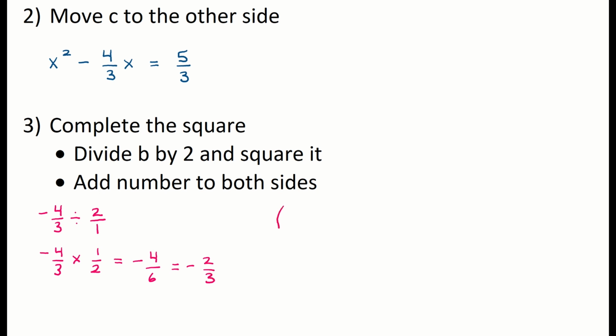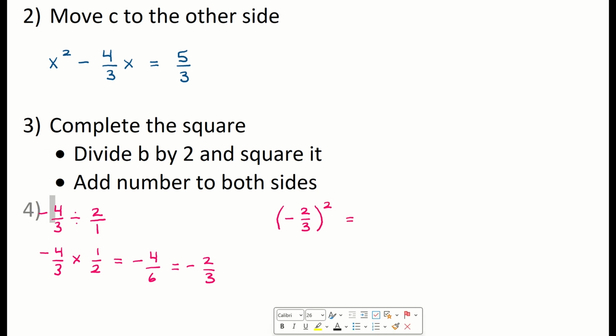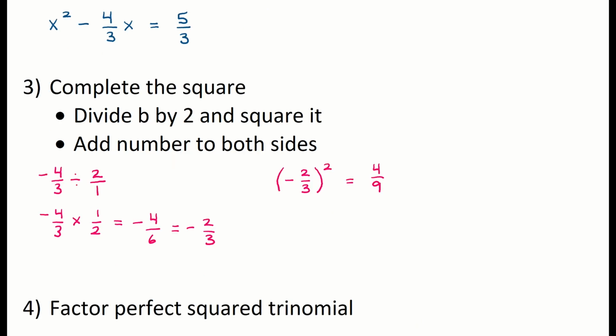And then we're going to take that negative 2 over 3 and we're going to square it, which is going to give us an answer of 4 over 9. So that will make our question x squared minus 4 over 3x plus 4 over 9 is equal to 5 over 3 plus 4 over 9.